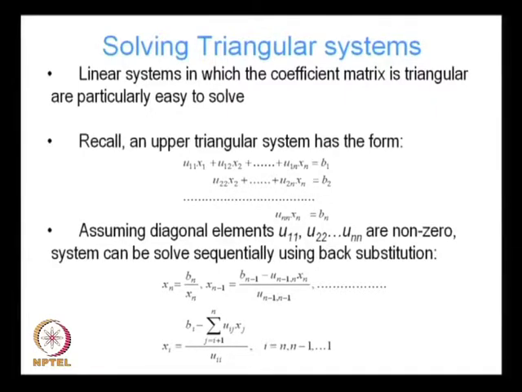So this system can be solved very simply. For instance, we can easily invert the last equation. We can solve for xn as bn by unn.